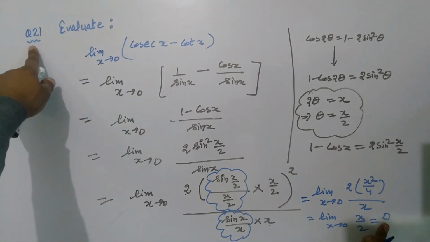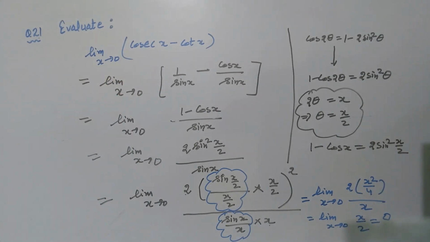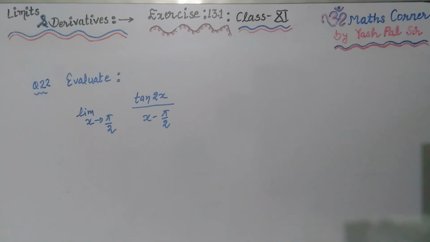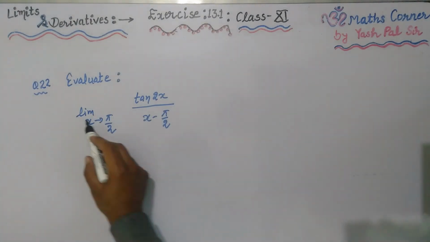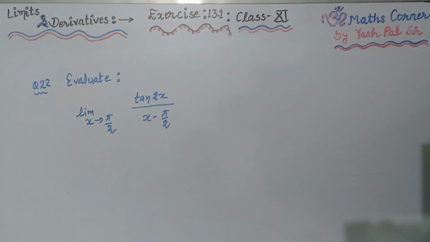Question number 21, what is the limit of this function? 0. 0 is the limit. Now next question, question number 22, evaluate the limit x approaches to pi by 2 of tangent of 2x whole divided by x minus pi by 2.